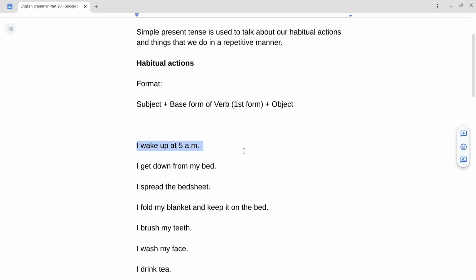Here, I is the subject and wake up is the verb. So wake up is the first form of verb. Remember, you use the first form of verb, or the present form of verb, to talk about a habitual action. So you wake up at 5 a.m. I wake up at 5 a.m. That is the first one.